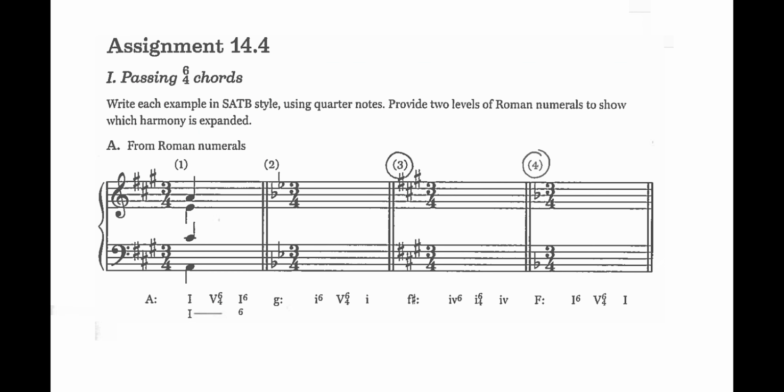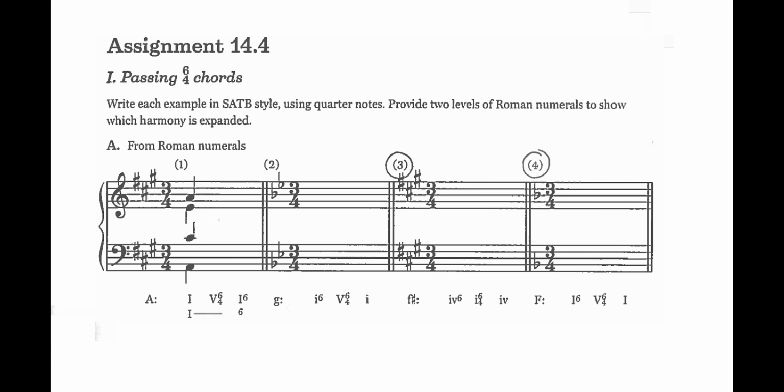And finally, assignment 14.4 part 1, practicing passing 6/4 chords. I'd like to walk you through what I did here. I did number 2 as an example. We're in G minor. And so, just like any SATB writing, I want to make sure I understand the root and the inversion that I'm dealing with. I looked at this first 1/6 chord and recognized that's going to be a G minor triad in first inversion, which means B flat in the bass.